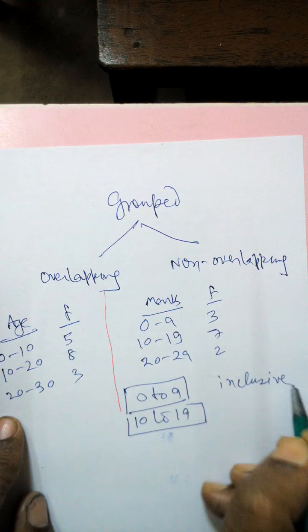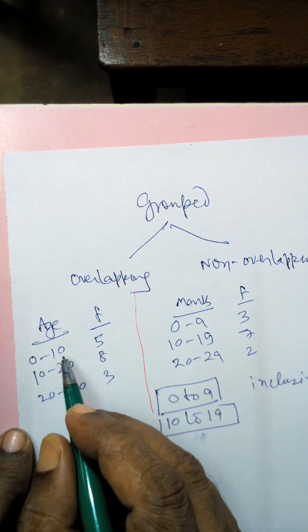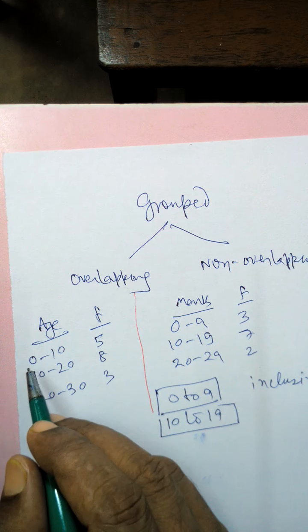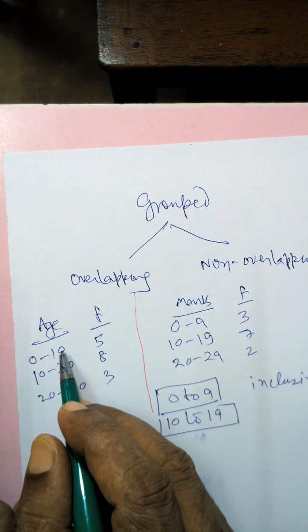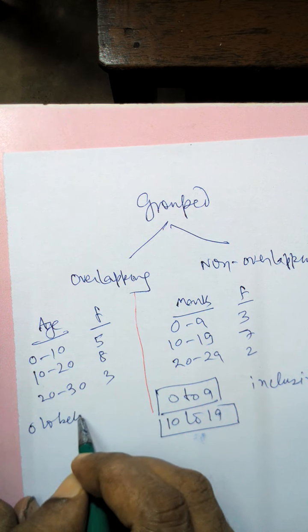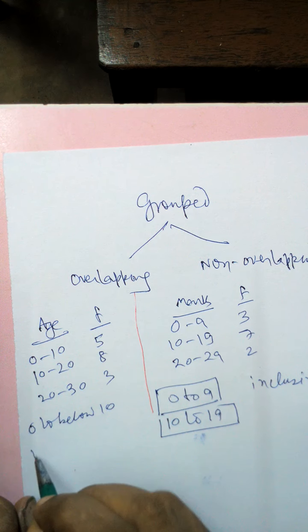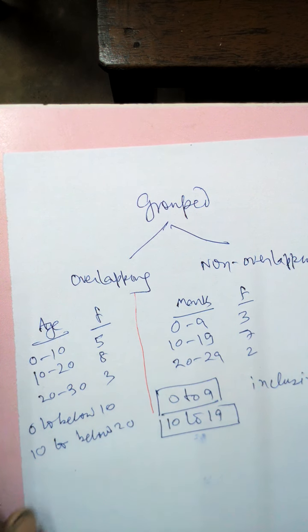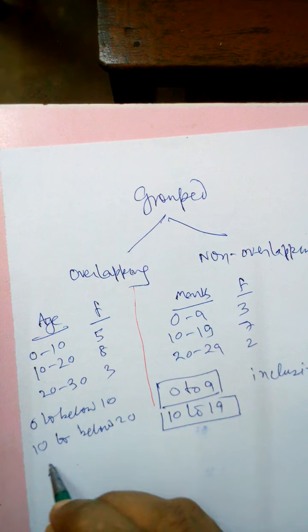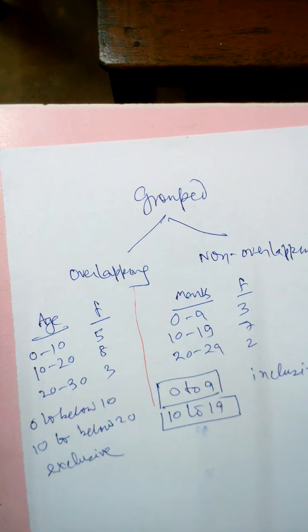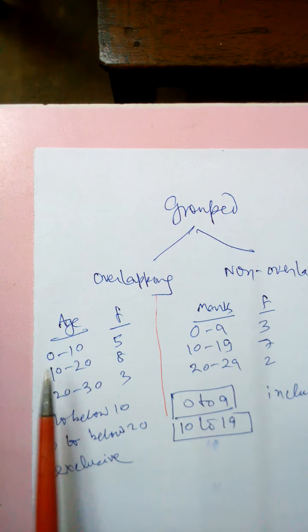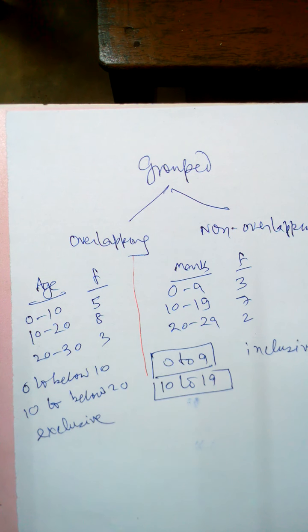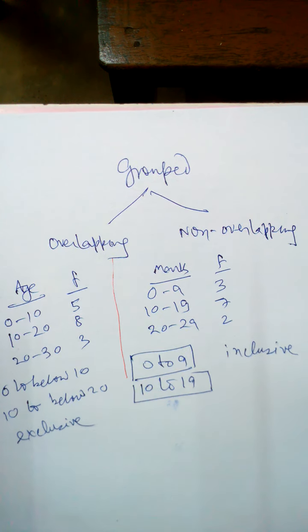But on the other hand, on this side, 0 to 10 age means the 5 persons, age 0, just born, up to maximum less than 10, that is 0 to below 10. Why? Because it is overlapping, because 10 will be considered in the next group, 10 to below 20. So this is exclusive. Why exclusive? Because in this group we do not include 10. The upper extremity will be excluded, and in the other case both the ends are included.